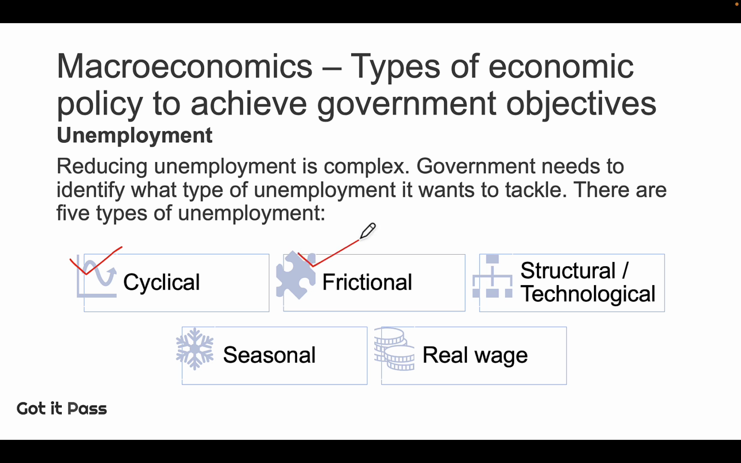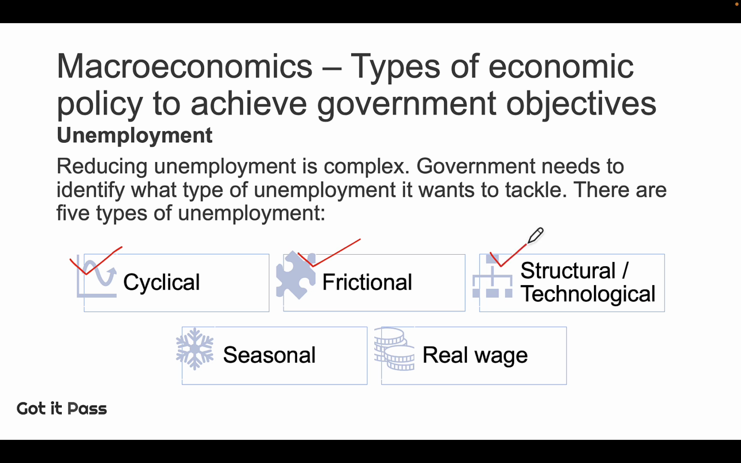And next is frictional unemployment. Frictional unemployment means people who are short-term unemployed as they are moving between jobs. It is in general not seen as a problem because it is just a transition period. And neither the Keynesian view nor the monetarist view has a solution for frictional unemployment.